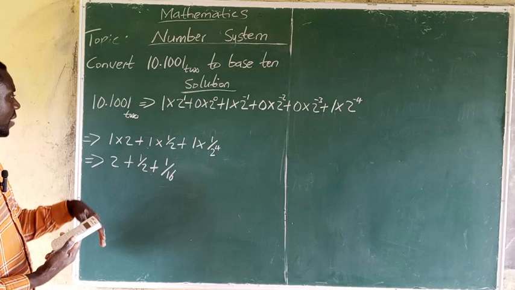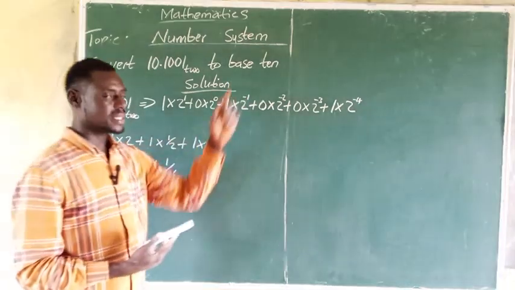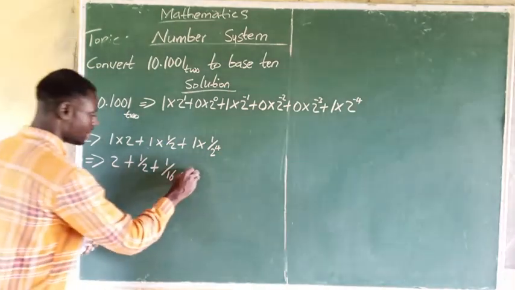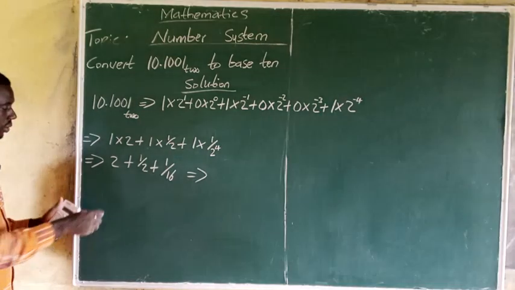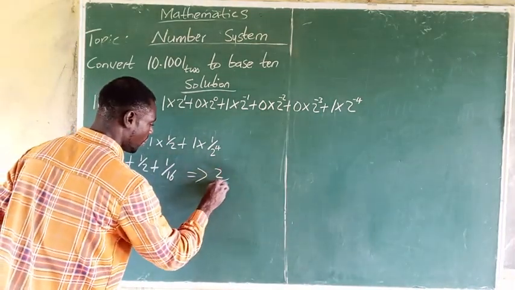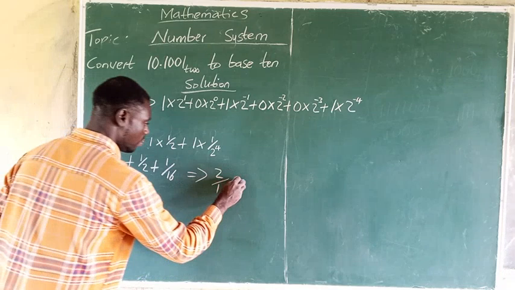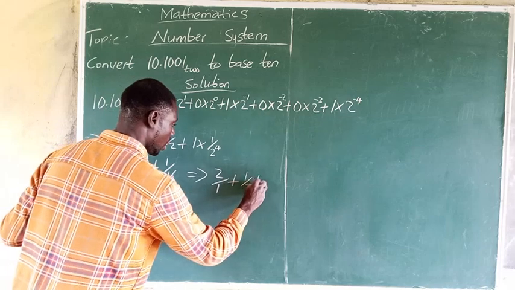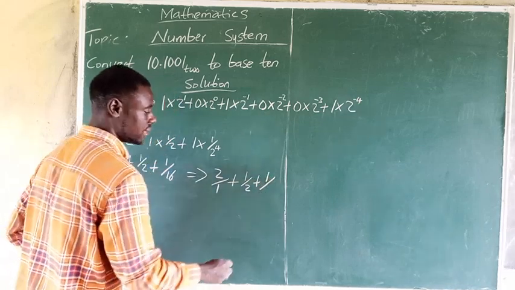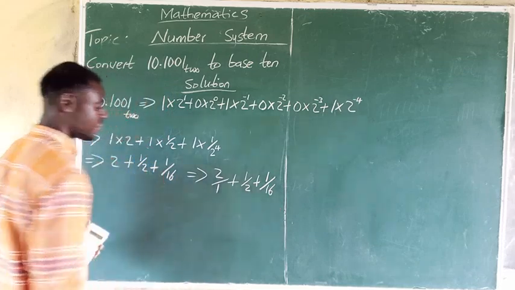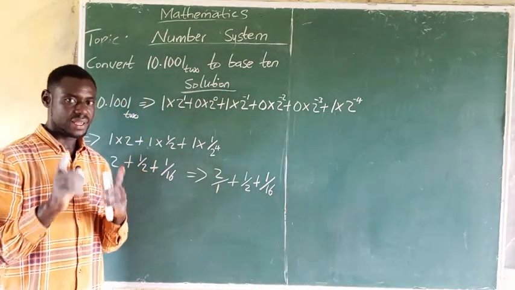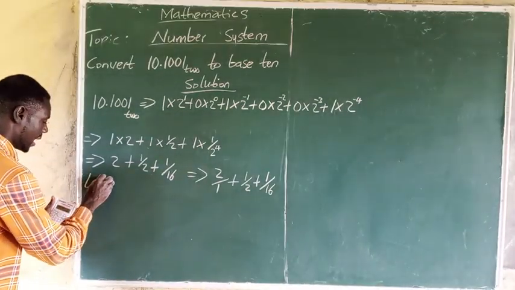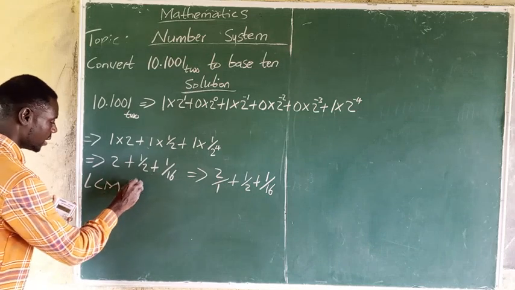This is not the final conversion. We want it to be in base 10 format. So what do we do? Let's just make everything a fraction. We have 2 over 1 as a fraction plus 1 over 2 as a fraction plus 1 over 16 as a fraction. Okay? So what should be the LCM? The LCM will be 16.